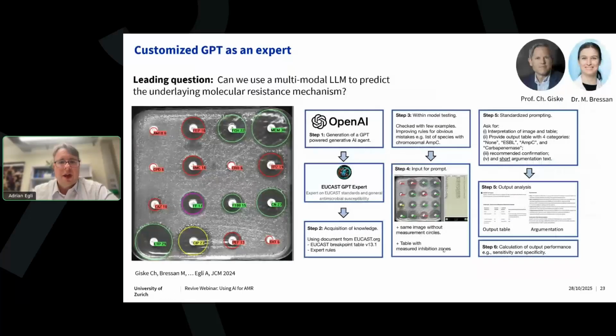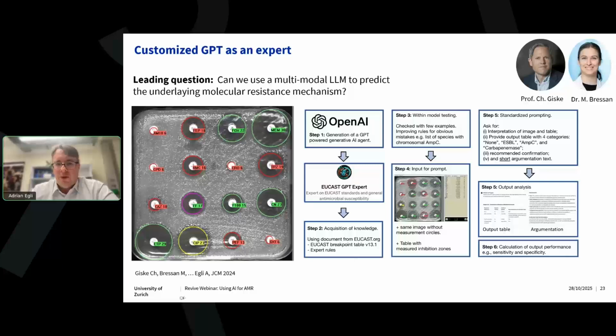Okay, good, thank you. So what we asked ourselves is, would ChatGPT be able to also read such images? And we generated something we call the UCAST GPT expert. So basically we shared with ChatGPT different documents like expert rules of UCAST, etc. So it became really aware of what is UCAST and the rules behind it, and the breakpoints.